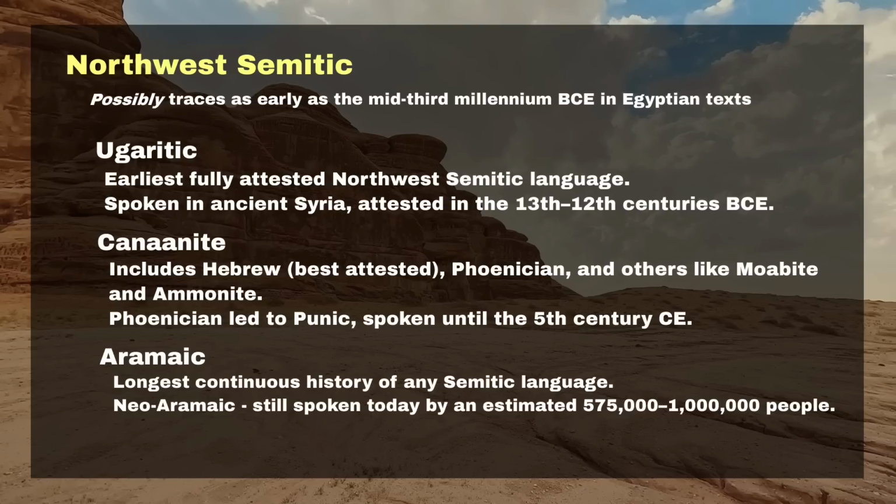Estimates for the number of modern Neo-Aramaic speakers range from around 500,000 to as many as 1 million. Samalian, attested in a few inscriptions from 900 to 700 years BCE in Turkey, is extinct and lacks Canaanite or Aramaic diagnostic features, therefore possibly representing an independent node. Northwest Semitic includes languages with long histories and some modern thrivers.